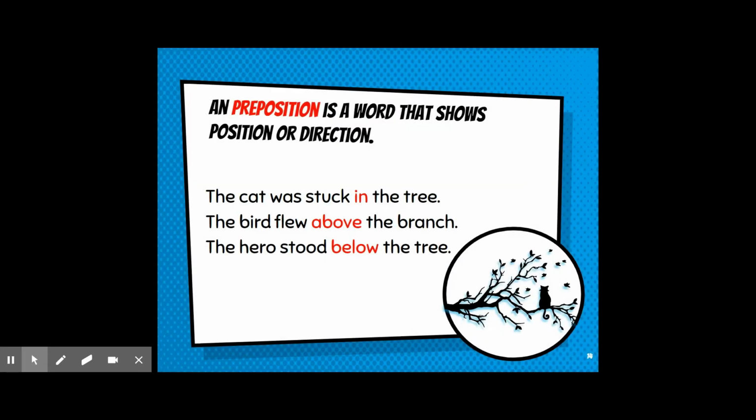Next, let's talk about prepositions. A preposition is a word that shows position or direction. The cat was stuck in the tree. In is a preposition. The bird flew above the branch. Above is also a preposition. The hero stood below the tree. Below is a preposition.